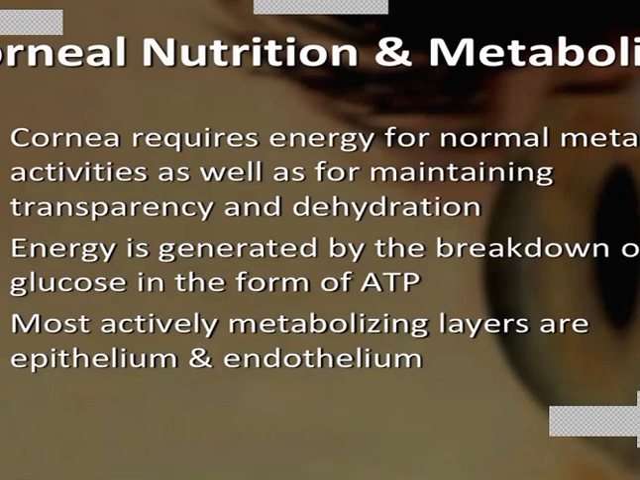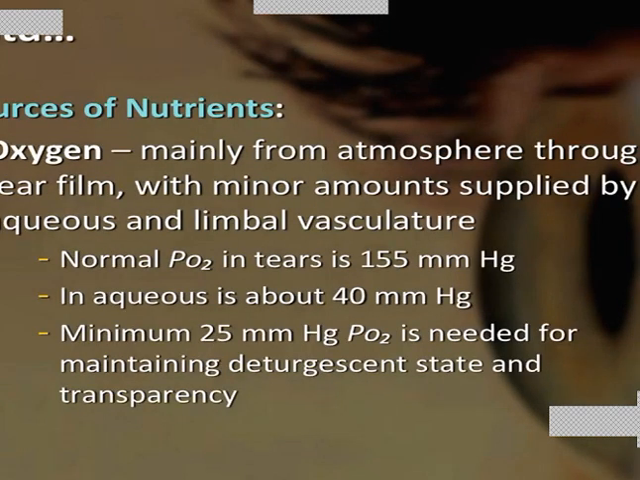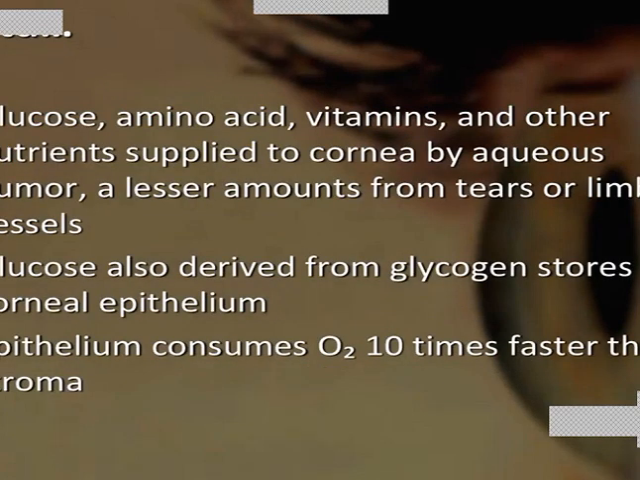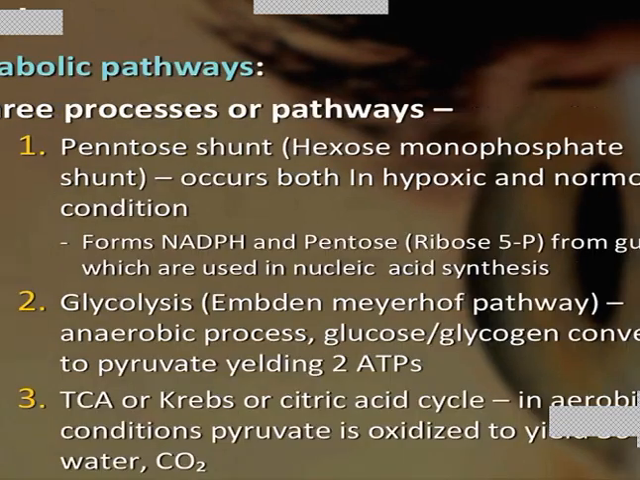So the majority of the things we already covered, so I'll just go through quickly. Oxygen from the atmosphere and the tear film is what is being supplied, and then there are technical things which are present in all the textbooks, which you can go through. So pentose shunt, hexose monophosphate shunt, hypoxic and normoxic conditions, then glycolysis, and then the Krebs cycle, the citric acid cycle, will take place.